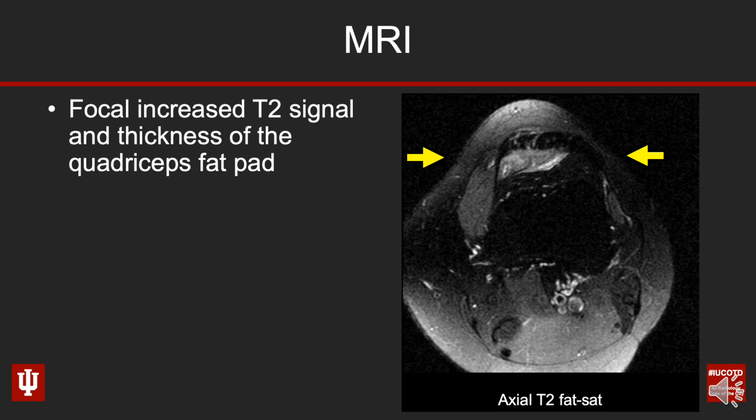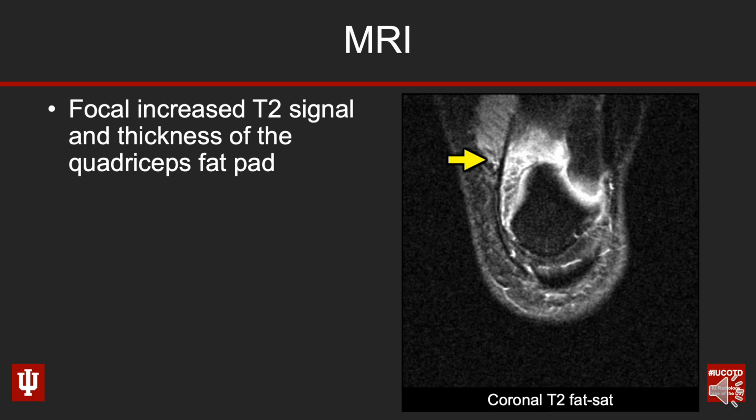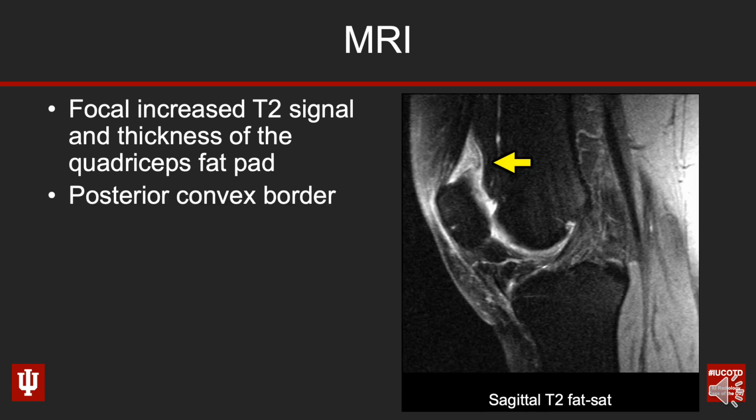We see that there is increased T2 signal and thickness of the quadriceps fat pad. This can sometimes be tricky with inhomogeneous fat signal suppression as in the far anterior and posterior aspects of the knee on this image. Trainees should make note that the uninvolved subcutaneous fat at the level of the quadriceps fat pad suppresses just fine, so this edema is indeed real. We can see this again on the coronal and sagittal images.